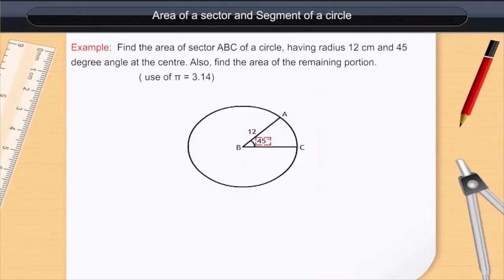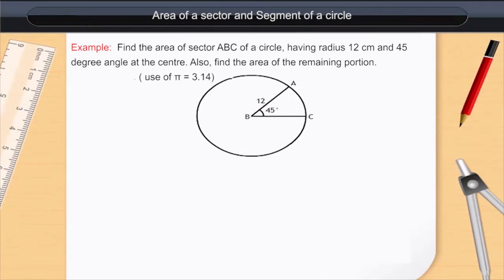Example: find the area of sector ABC of a circle having radius 12 cm and 45 degree angle at the center. Also, find the area of the remaining portion. Use pi is equal to 3.14.